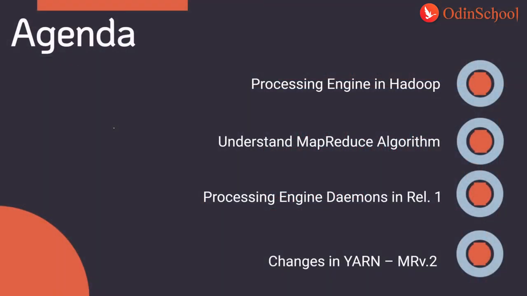So in today's session, we are going to cover processing engines in Hadoop. What exactly do we mean by that? We will understand the MapReduce algorithm. We will see what the processing engine daemons are in release 1, and then we will compare them with MapReduce version 2, which is also known as YARN, and what all the changes are in the daemons.